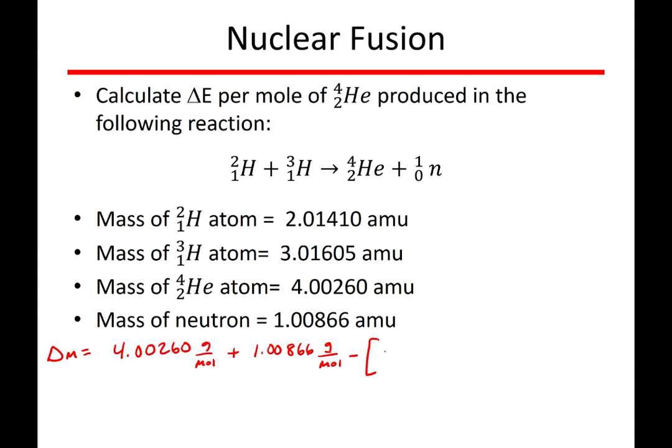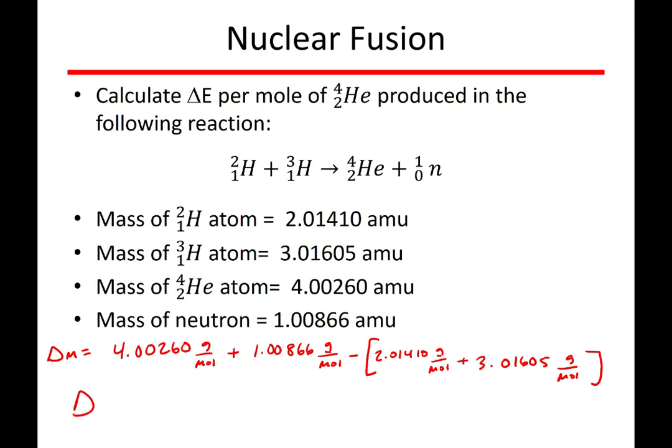Minus the masses of all of our reactants. So we have hydrogen-2, which is 2.01410 grams per mole. And we also have hydrogen-3, and that is 3.01605 grams per mole. And I'm going to say it again here: all of these decimal places matter. So you have to carry all of them through the problem because even that last decimal place will make a difference when you multiply that value by the speed of light squared in finding what the delta E is. So don't just drop out the decimal places here.